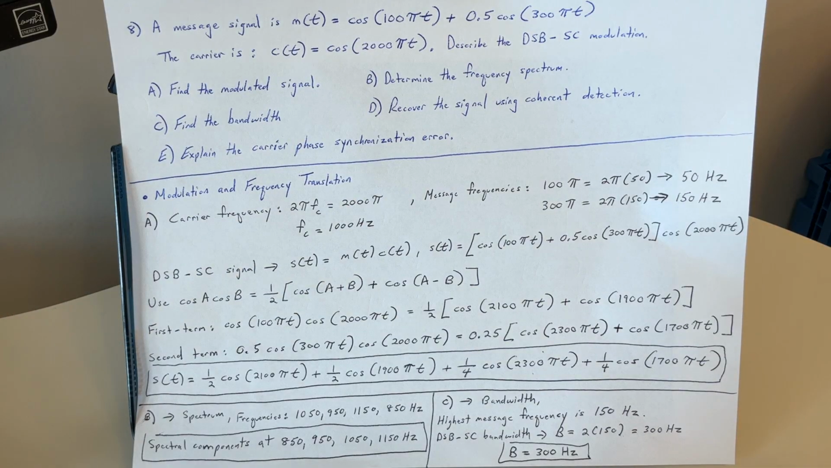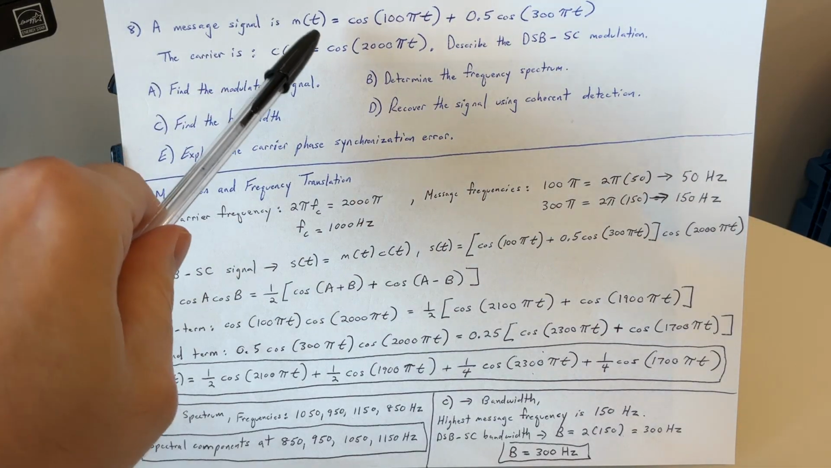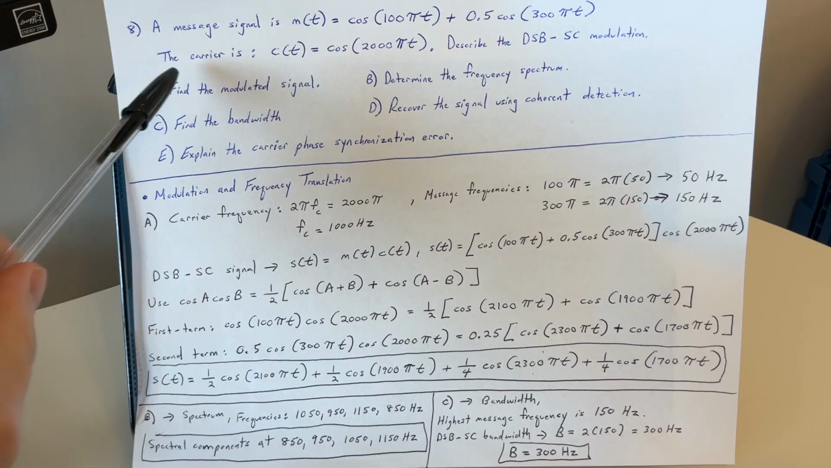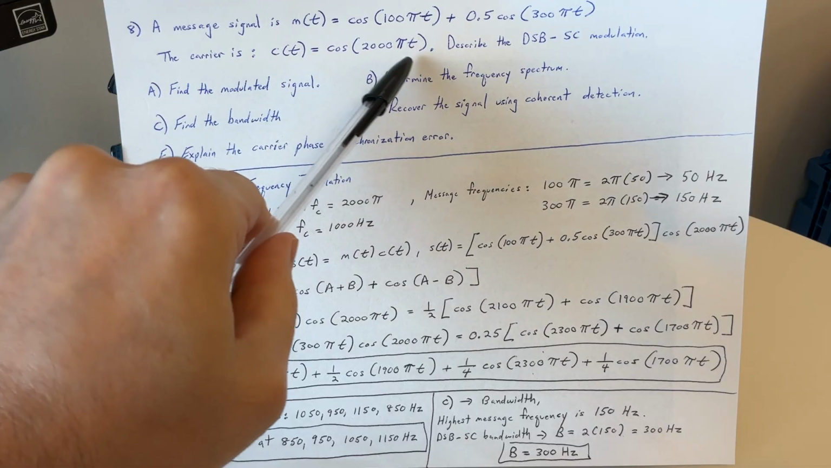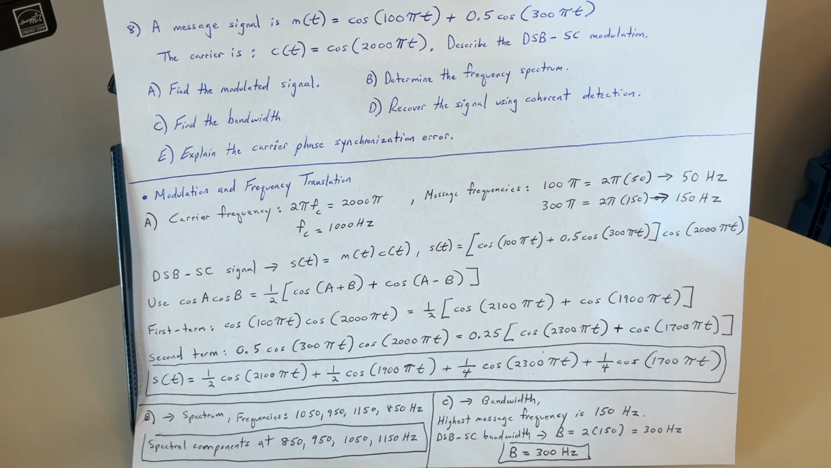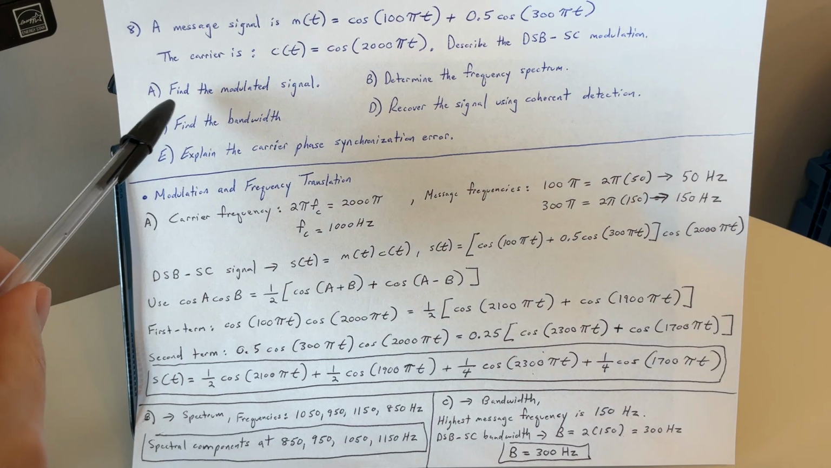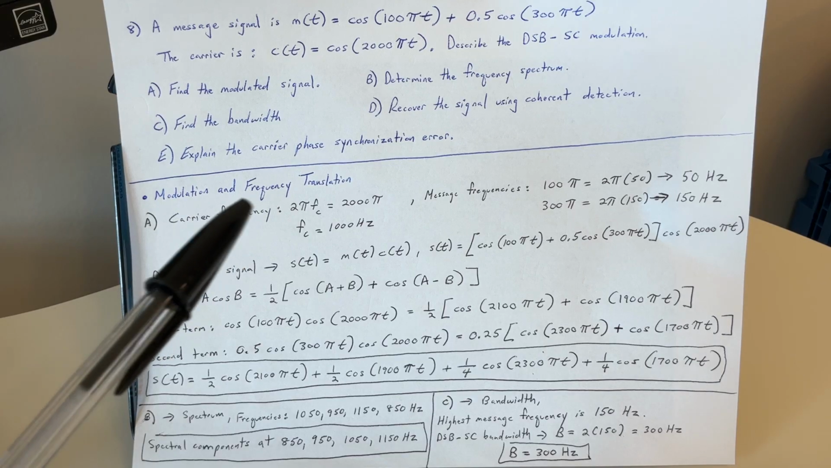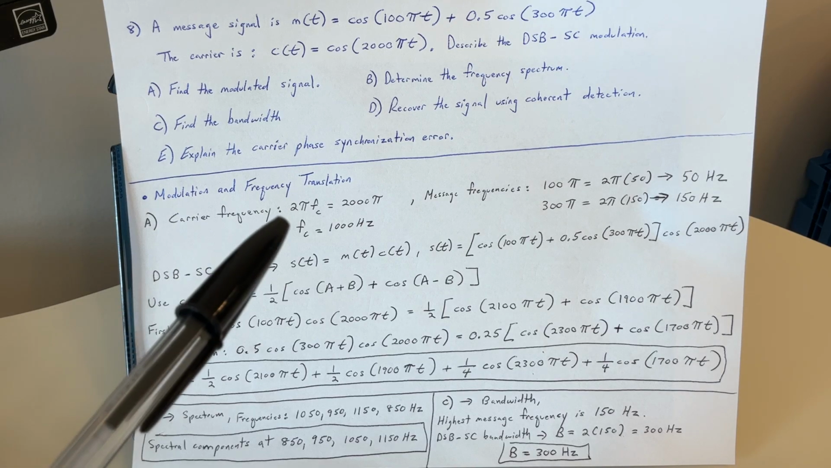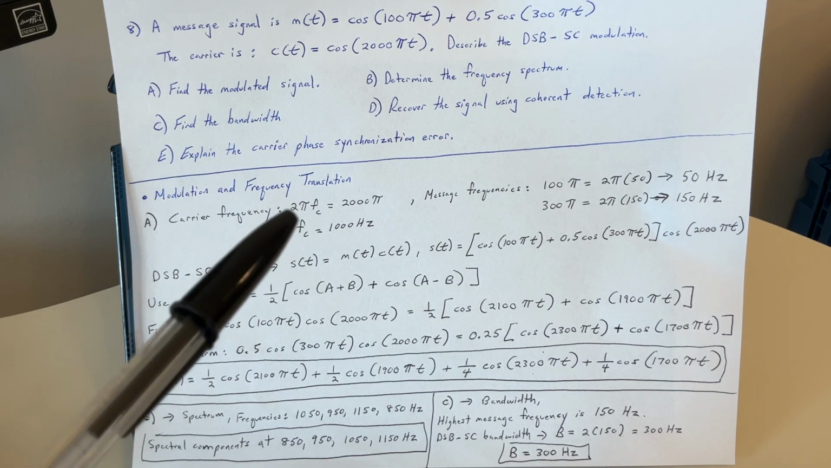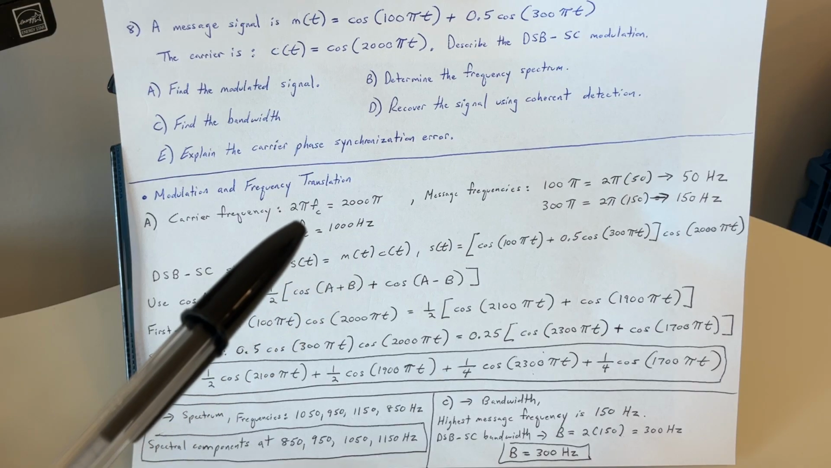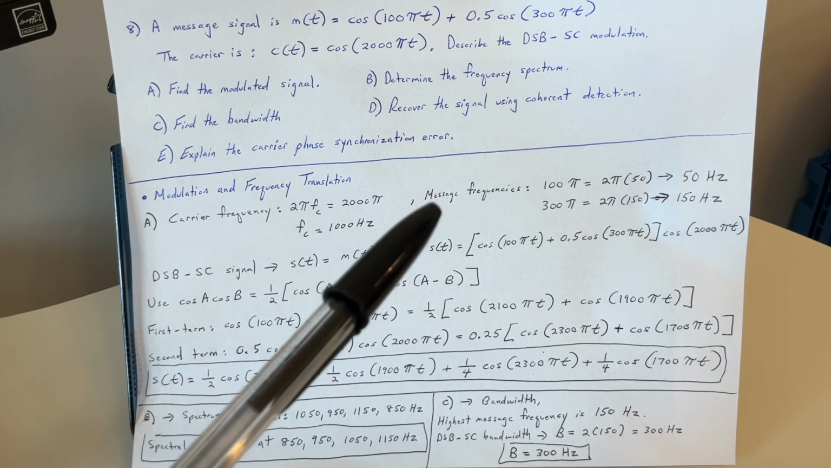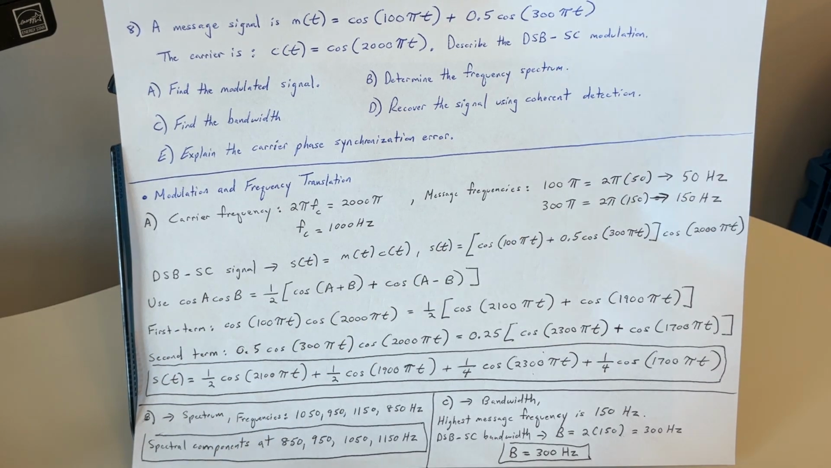Okay, for number 8, a message signal given here for M of t. And the carrier is C of t. Describe the DSB SC modulation. Part A, find the modulated signal. So modulation and frequency translation. So the carrier frequency here, that 2 pi f sub c equals 2000 pi. F sub c is 1000 hertz. Message frequencies, they're going to come out to 50 hertz and 150 hertz.